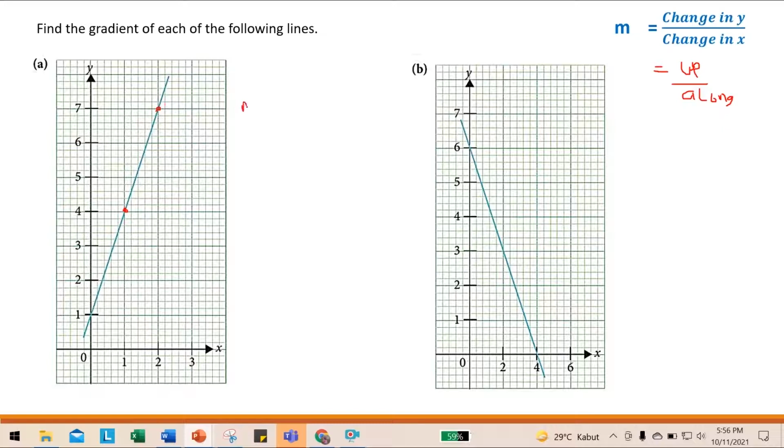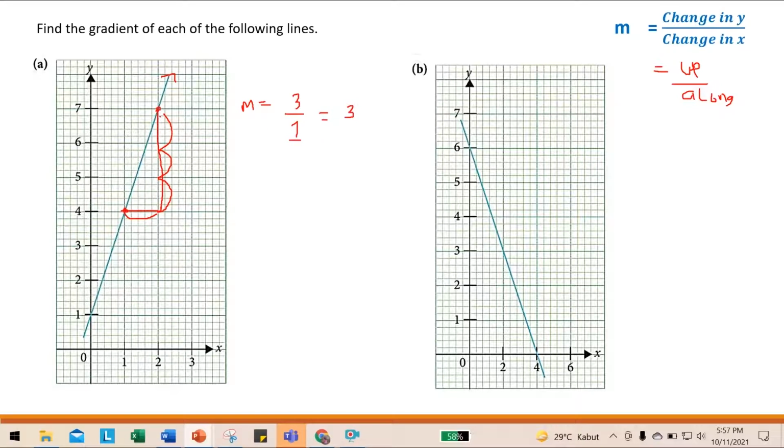So for example, this is 7 and 4. To get the gradient is how far up out of how far along. The line slopes upward, going up. So how far up is 1, 2, 3. So 3 out of how far along? 1. 3 divided by 1 is 3. So the gradient is positive 3.